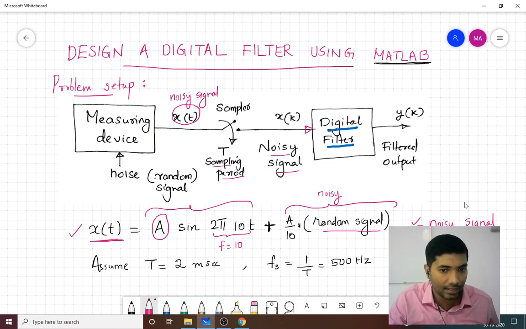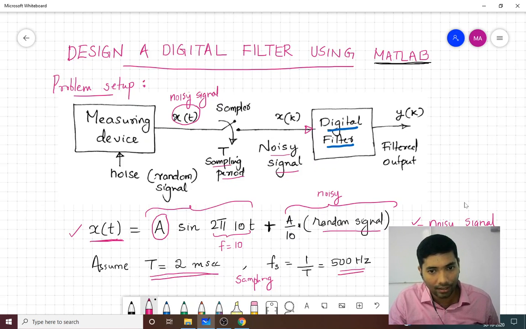And let's take the sampling period to be 2 milliseconds, so it is 0.002 seconds. The sampling period is 2 milliseconds, and so the sampling frequency, which is given by 1 by capital T, is 500 hertz. So we can see that this sampling frequency satisfies the Shannon sampling theorem, which tells us that we need the sampling frequency to be at least twice the highest frequency content. Okay, so this is the problem setup.